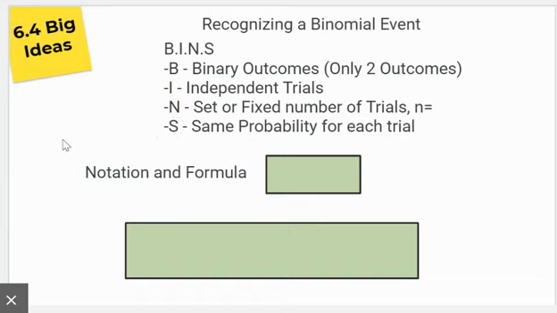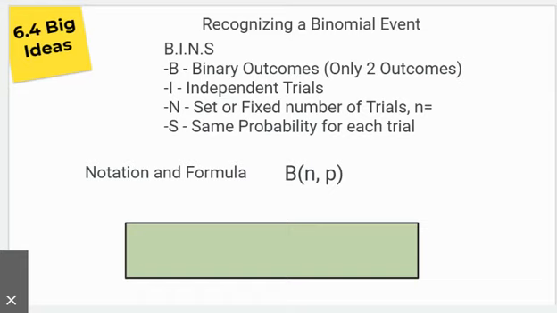All right, the rest of this video is going to go a little bit faster. So notation, we talked about this in the lesson. This is the notation for telling us, hey, I'm working with a binomial distribution. I know that this is binomial, the B. The number of trials is N, and P is the probability of a success.